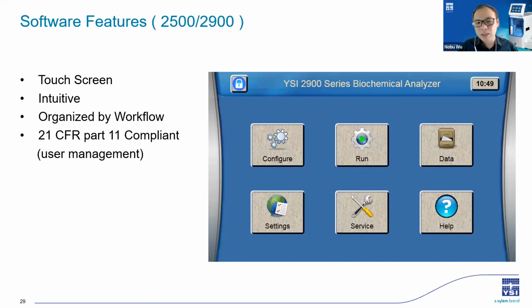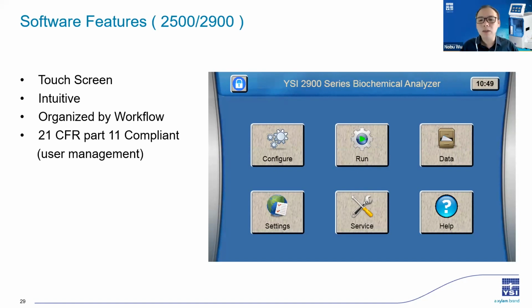When you start up the instrument, it only shows you 6 icons. So the logic is, first you configure to tell the instrument which chemistry you are going to measure, and after you configure the setting, you just press run. It will start to run by first calibrating the instrument, and after it passes calibration, it will start to measure your sample. And then once you finish your sample, of course, you have to check your data. So you click the data icon.